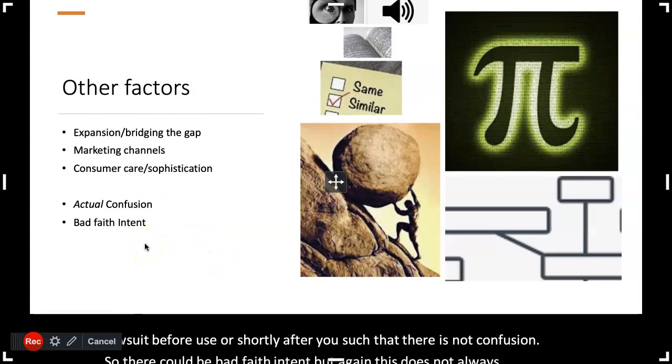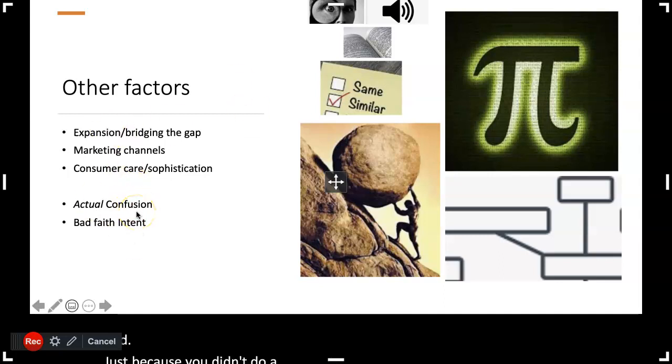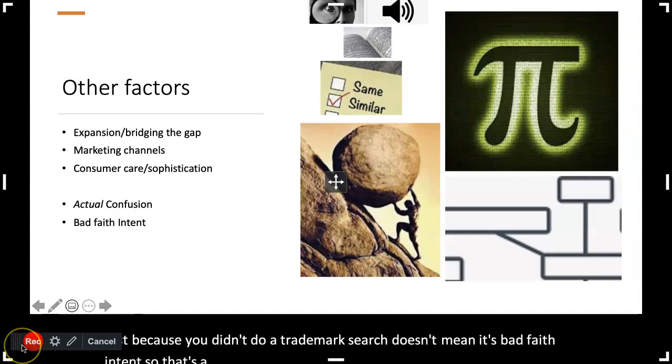And just because you didn't do a trademark search doesn't mean it's bad faith intent. So that's a big picture overview. Hopefully that helps.